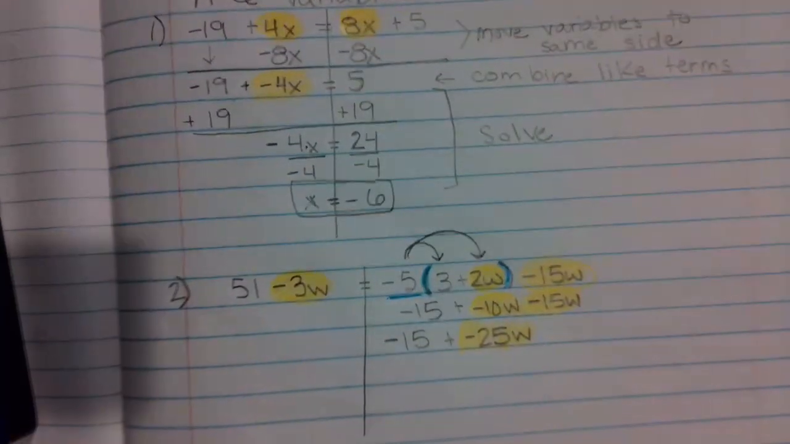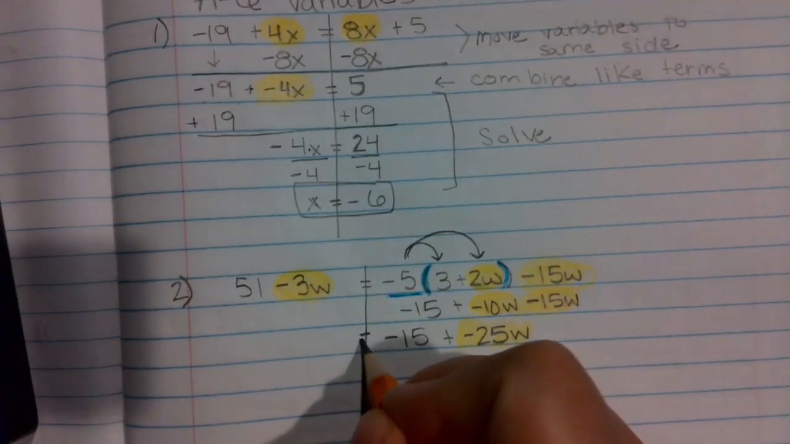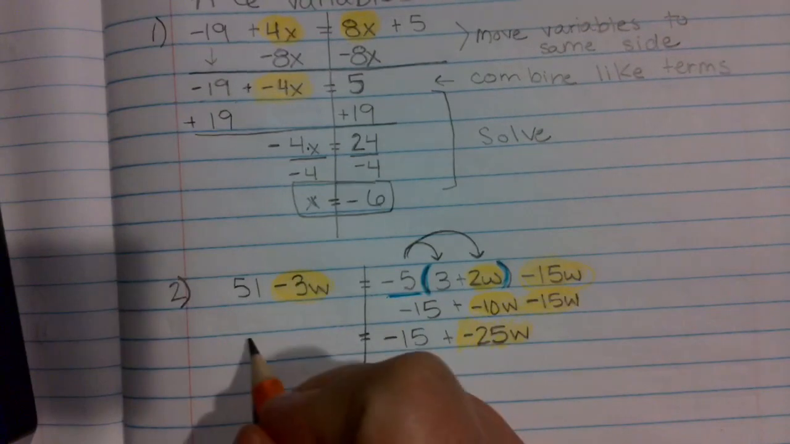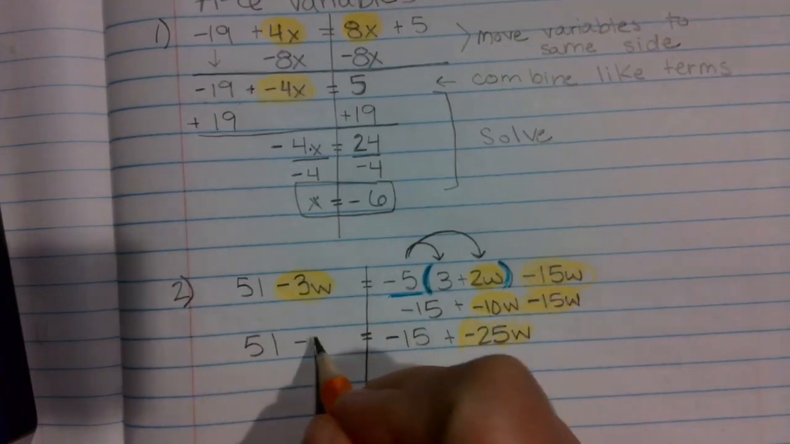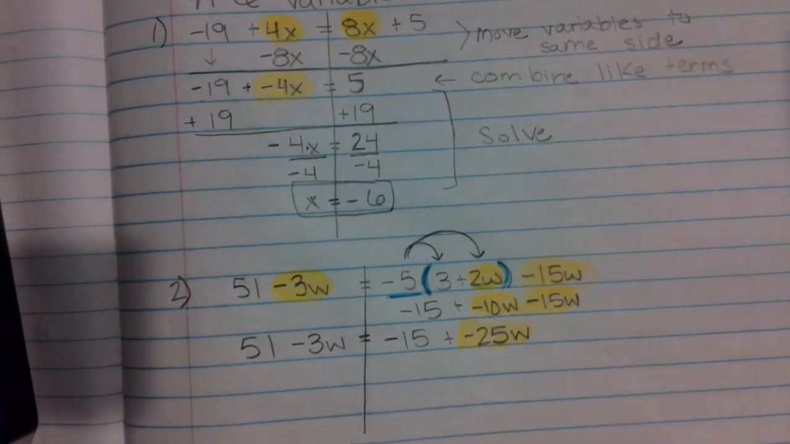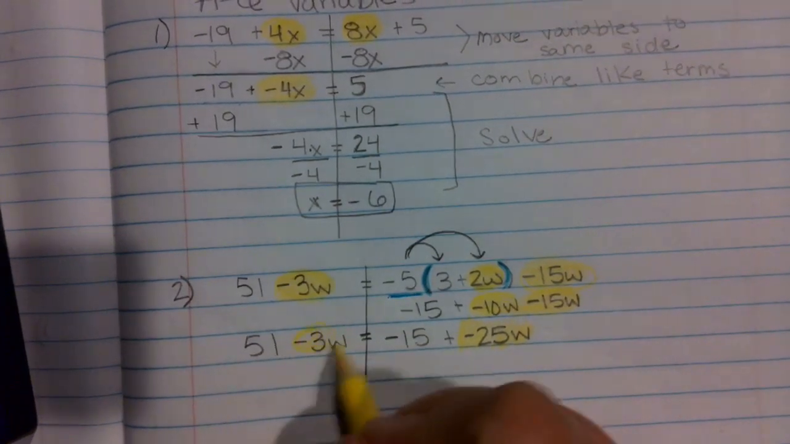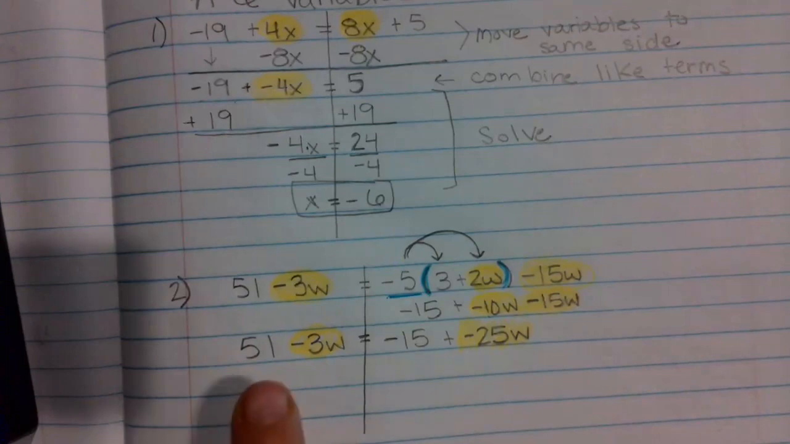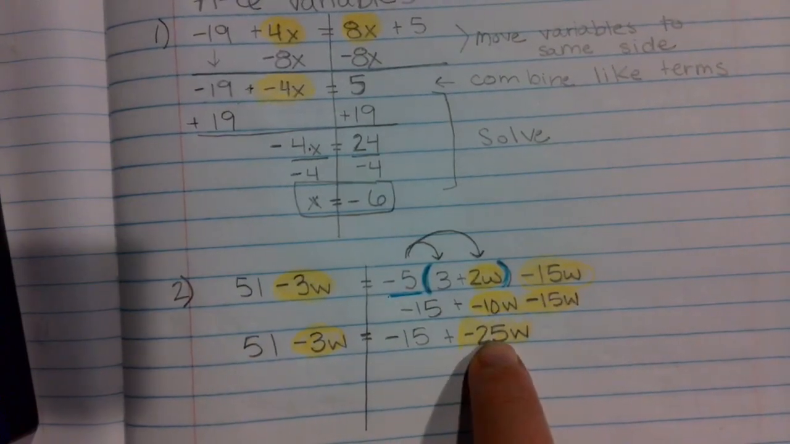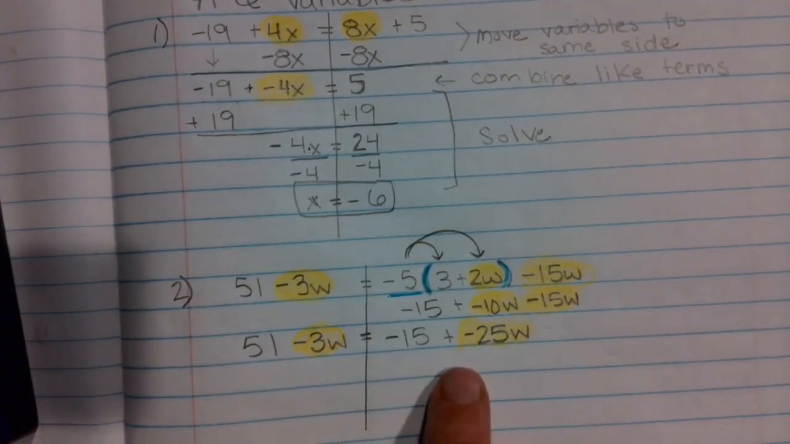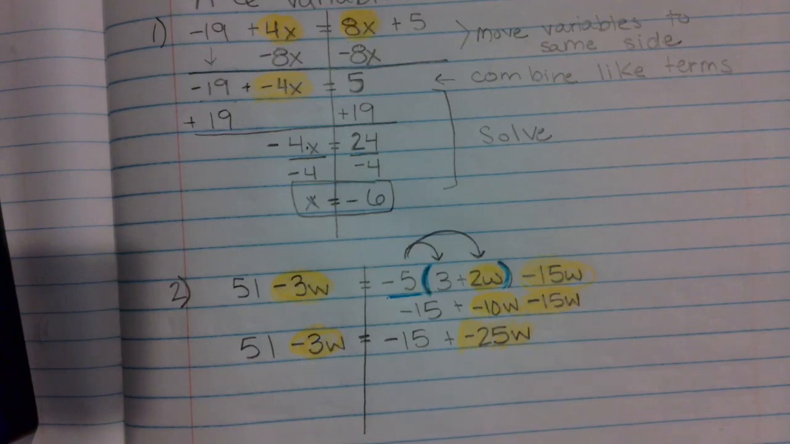So I'm going to rewrite this equation out, equals, and then drop this down. So 51 minus 3w. Now it looks a little bit more like that top equation where we just have variables on both sides. We have two terms, okay? Kind of the main goal here when we do equations is to get two terms and two terms, make it easy on ourselves.